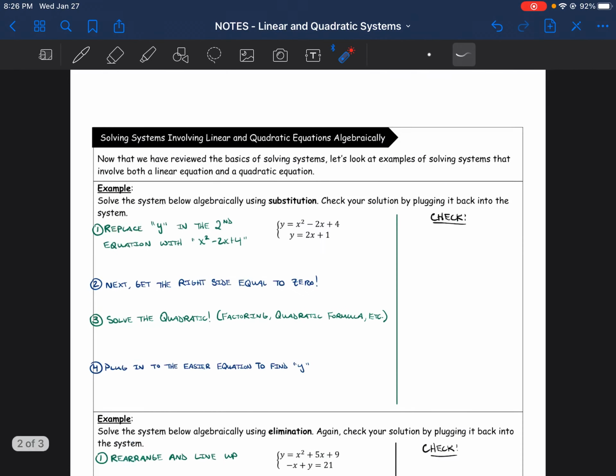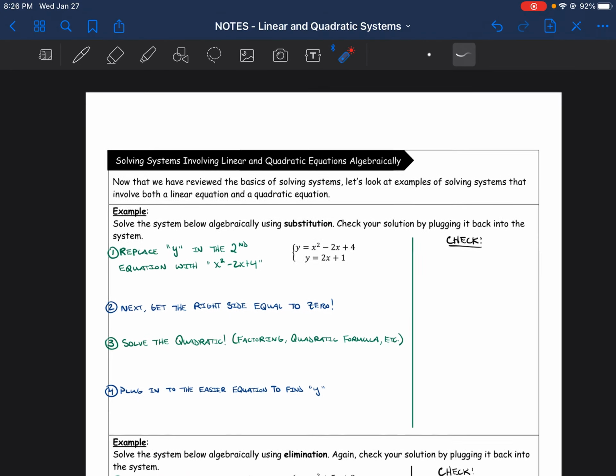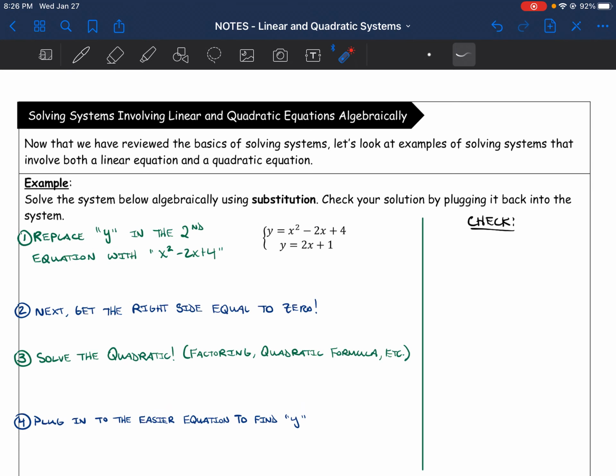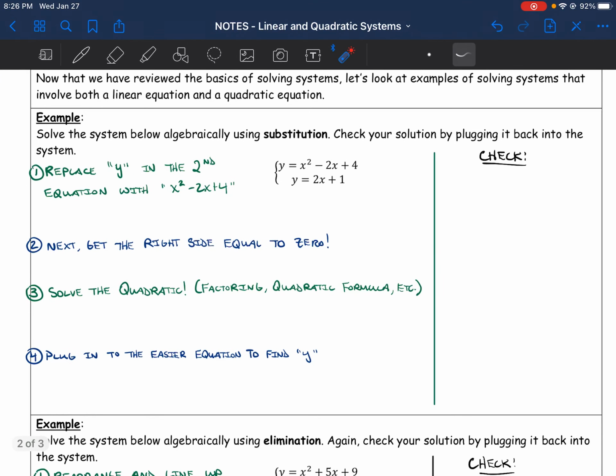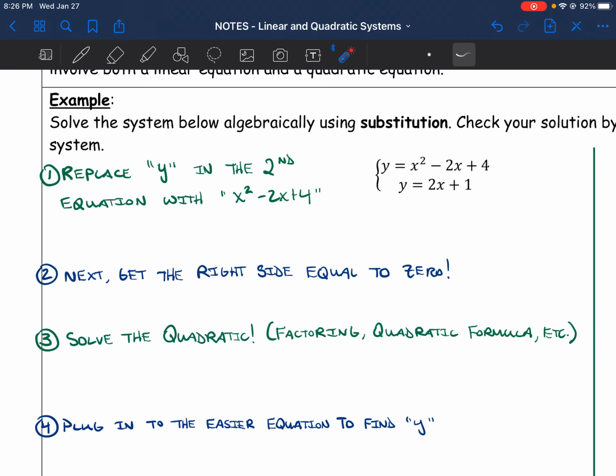So the purpose really of today's video is to show us how we can solve systems involving both a linear and a quadratic equation, rather than strictly just two linear equations. So let's look at some examples, starting with substitution. So we want to solve the system below algebraically using substitution. We're also going to want to check our solution by plugging it back into the system to make sure that it works. So here's the strategy here.